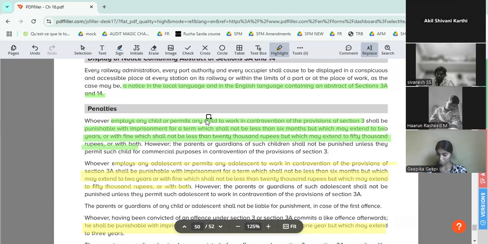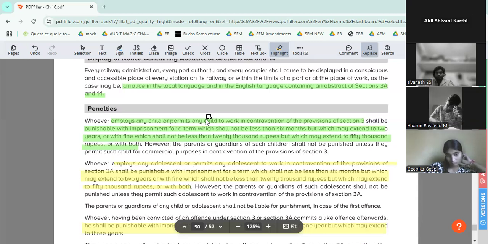What are they? Whoever employs any child or permits any child to work in contravention of the provisions of Section 3 shall be punishable with the imprisonment for a term which shall not be less than 6 months, may also extend to 2 years. Fine shall be not less than 20,000, which may extend to 50,000 rupees or with both. Okay, Section 3 ல இருக்க provisions மீறி நீங்க ஒரு child வேலைக்கு வைக்கிறீங்க, if you are employing a child, then jail time will be minimum 6 months, maximum 2 years, fine minimum 20,000, maximum 50,000 or even both. Clear?